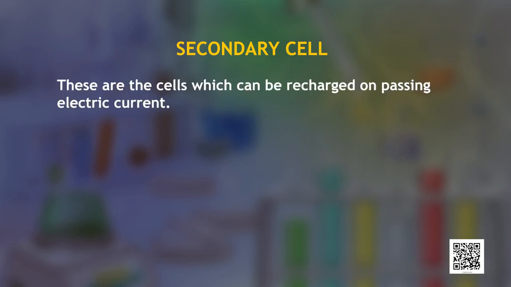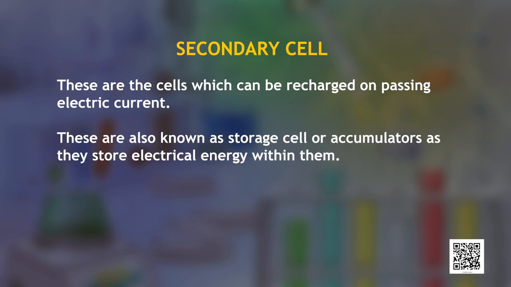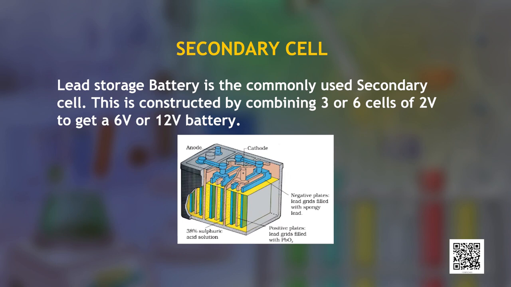Another type of batteries are the secondary cells. These are the cells which can be recharged on passing electric current. These are also known as storage cell or accumulators, as they store electrical energy within them. Lead storage battery is the commonly used secondary cell.